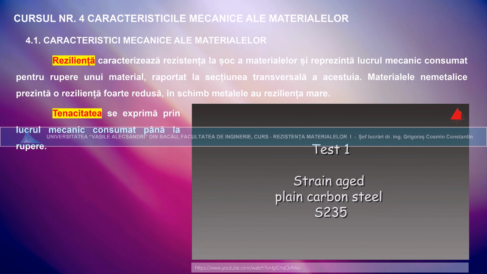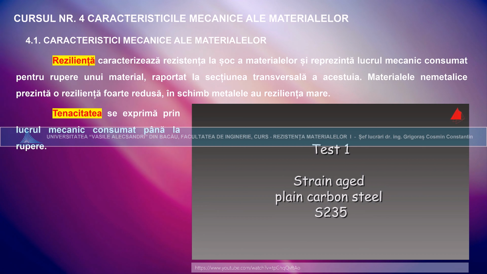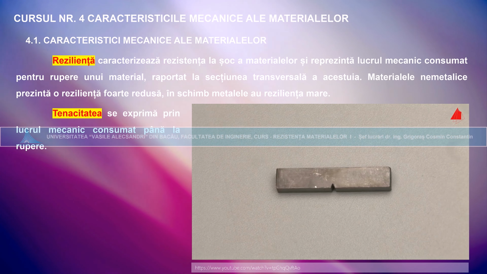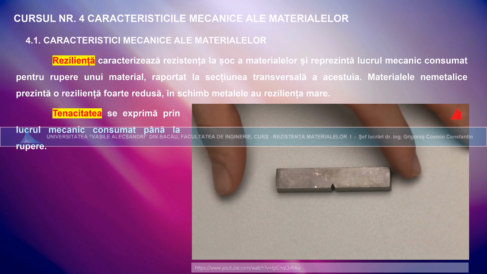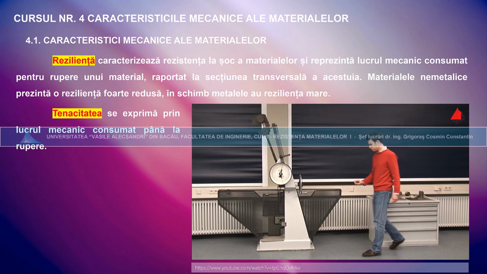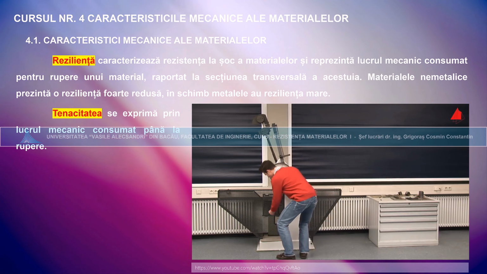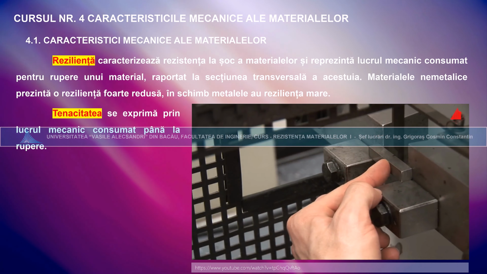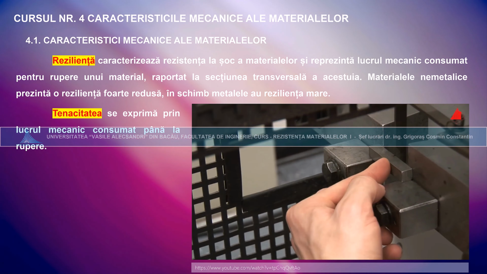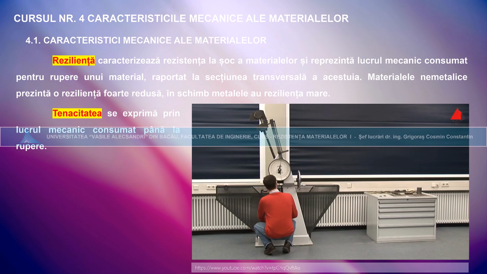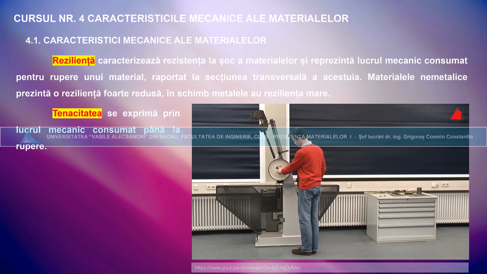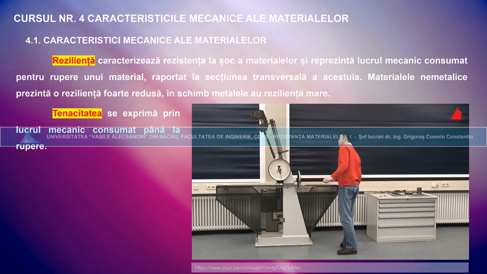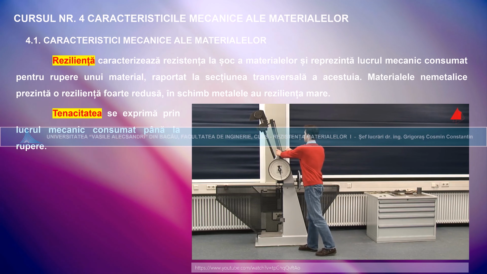First test, strain-aged plain carbon steel S235. This is our test specimen. It has been machined to standardized size and shape with a characteristic V-shaped notch. The tester places the specimen on a support in the lower part of the machine and adjusts its position with a centering device. Next, he turns the drag indicator downwards again and checks that everything is prepared correctly. Perfect, the test can begin.